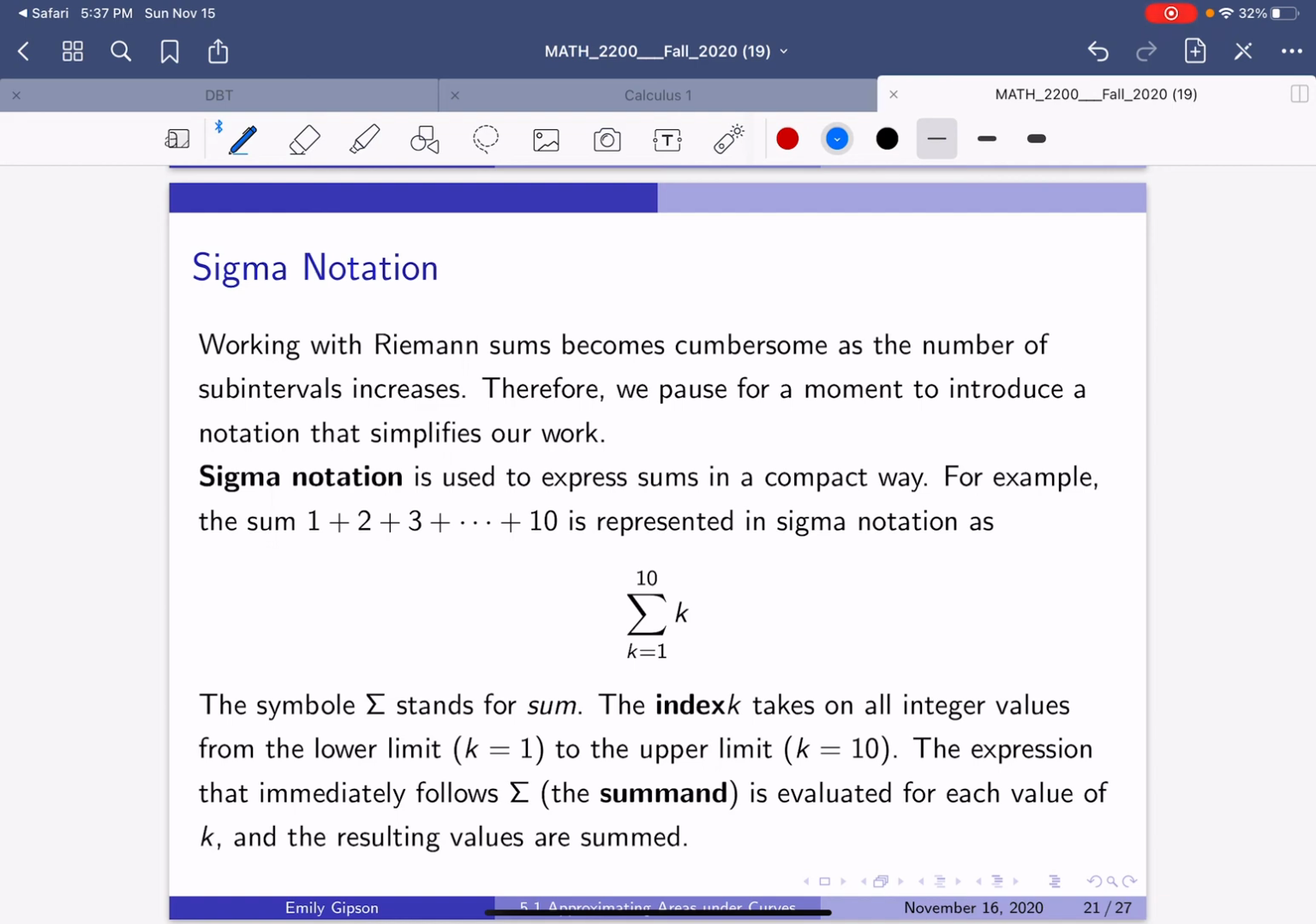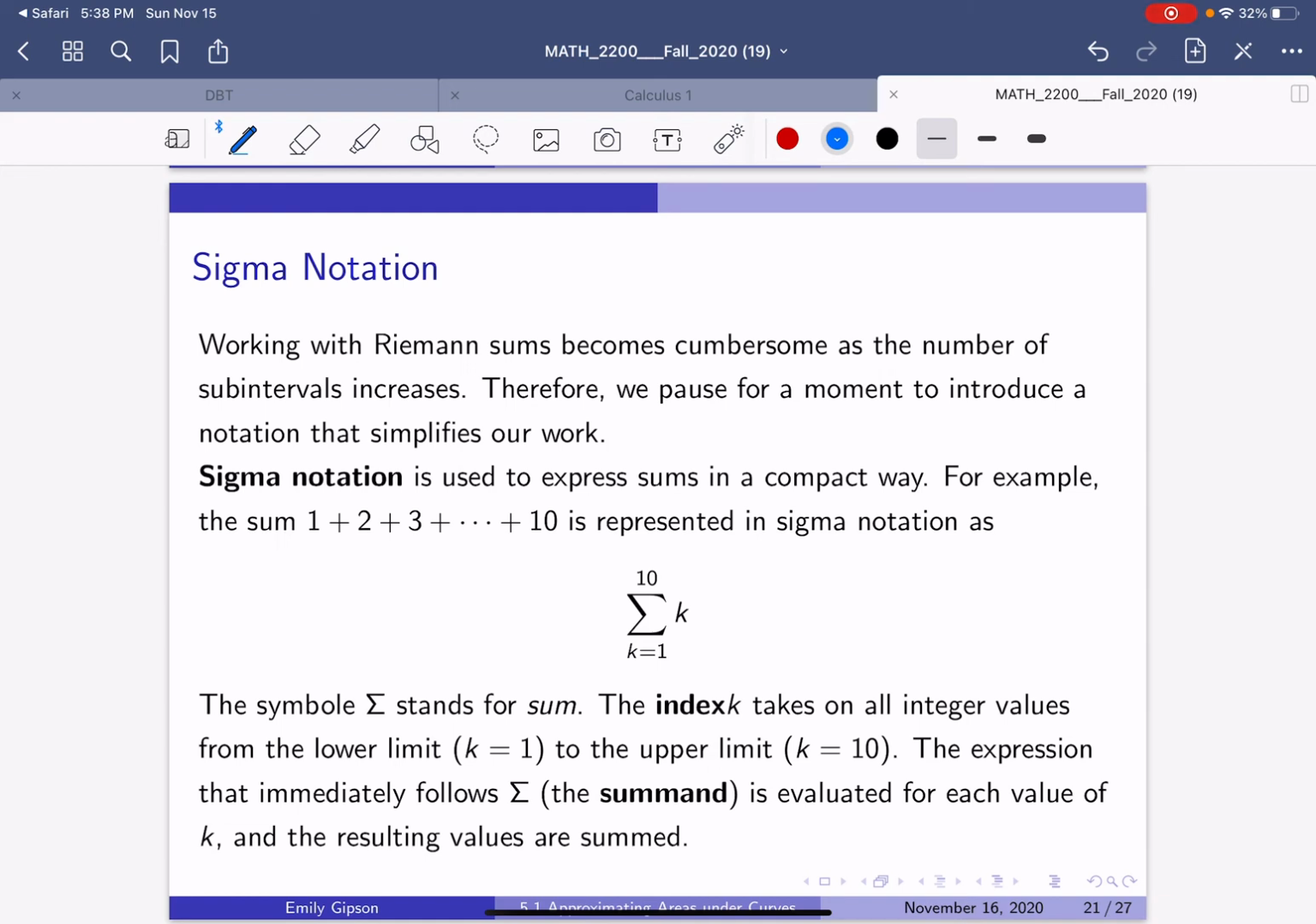And this notation is called sigma notation. And maybe you've seen this before, maybe you've not seen this before, but we use the Greek capital sigma to express sums in a compact way. For example, we could write 1 plus 2 plus 3 all the way up to plus 10, or we could represent it in sigma notation as sigma from k equals 1 to 10 of k.